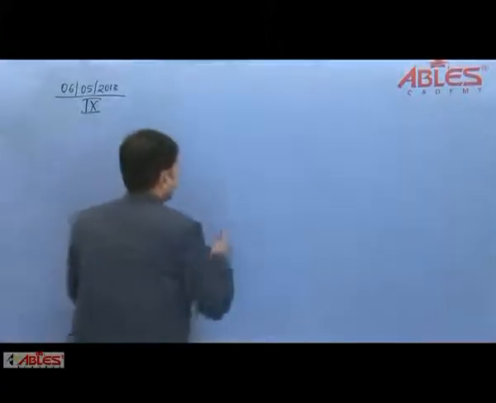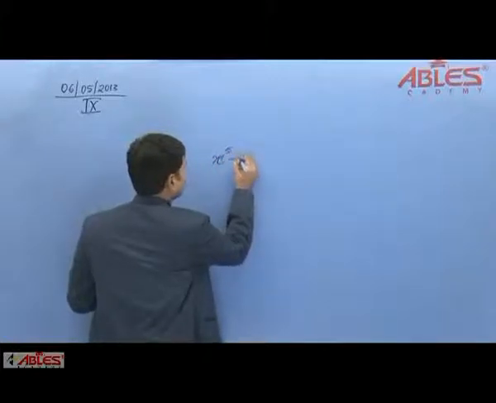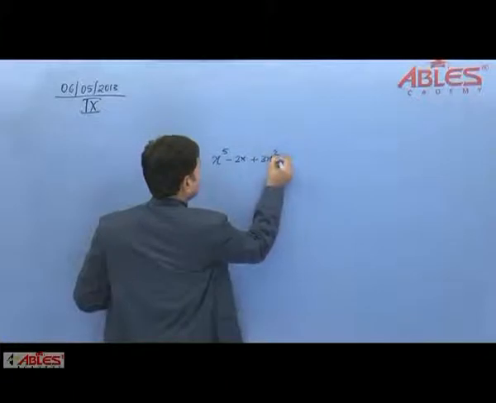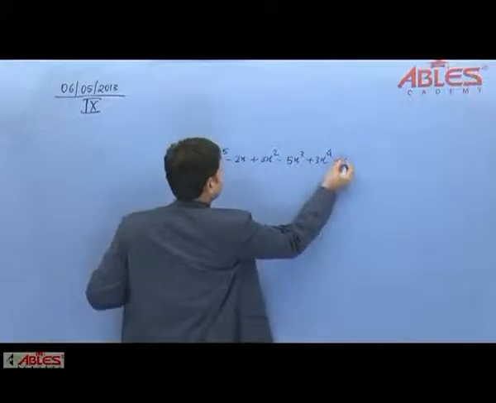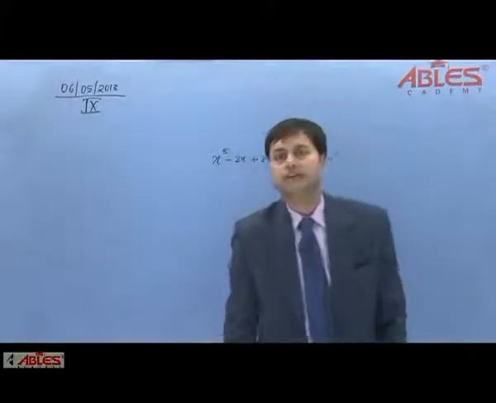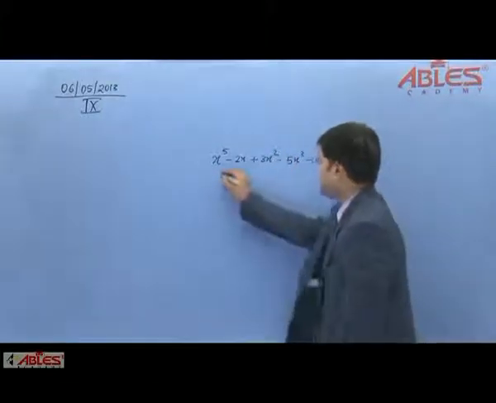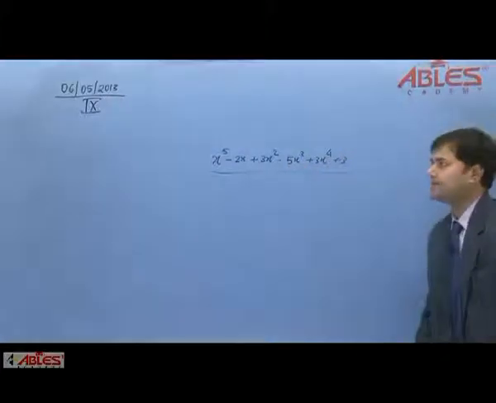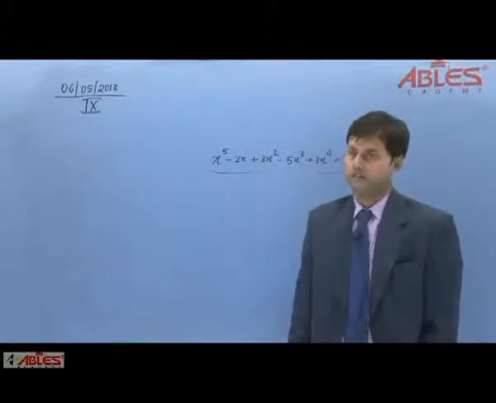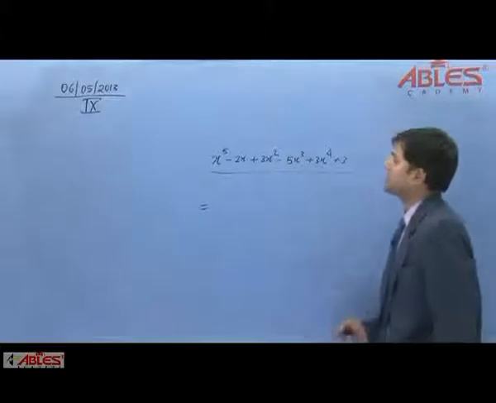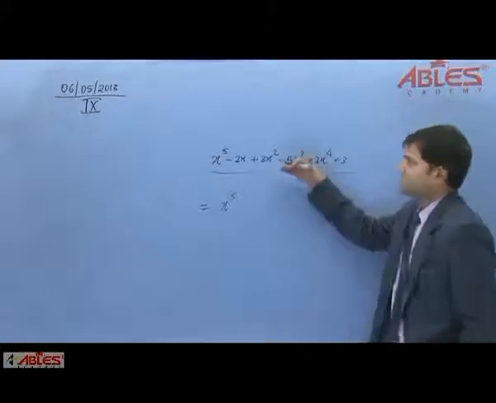Now see, suppose it is given that x power 5 minus 2x plus 3x square minus 5x cube plus 3x power 4 plus 3. We have to write this polynomial in a standard format. What is a standard format and how can we write it? The standard format means we have to write it in decreasing power of the variable. So at first we have to write the maximum power term, and the maximum power is x power 5.